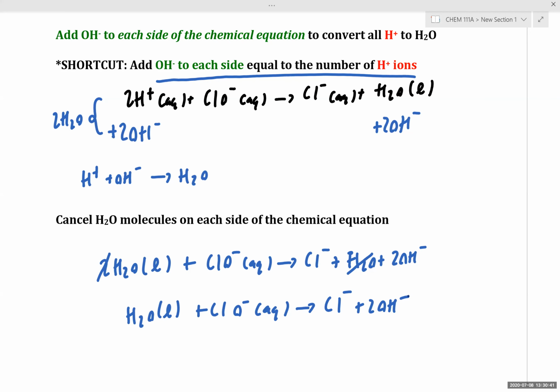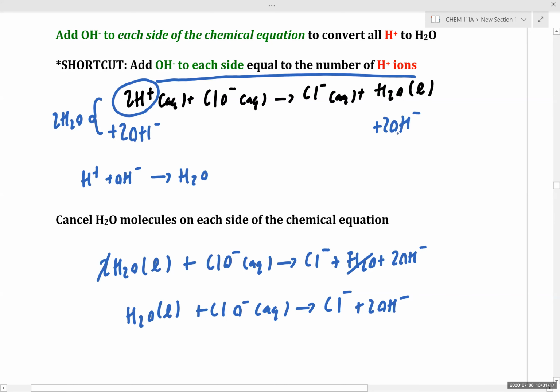Does this seem a little easier than the normal basic method? What do you get, the 2 OHs? We add 2 hydroxides to each side because you add hydroxide to each side equal to the number of H+. Our goal is to convert all of our H+ into water, so we only have OH minus and water. So when you think basic conditions, I want you to think hydroxide. Does that make sense?